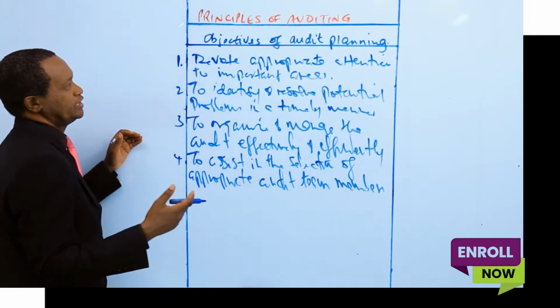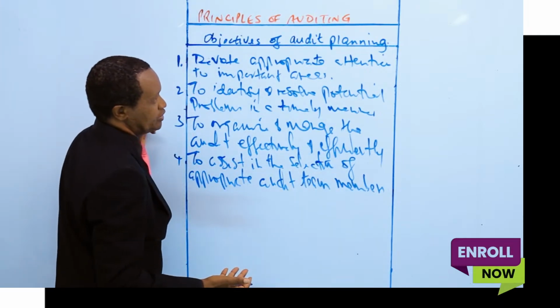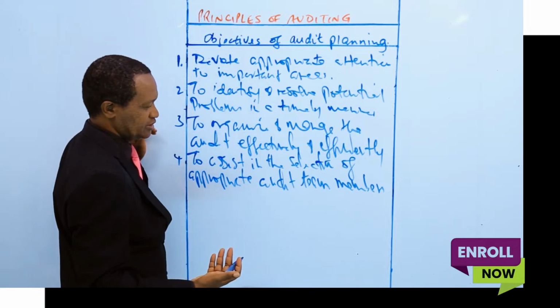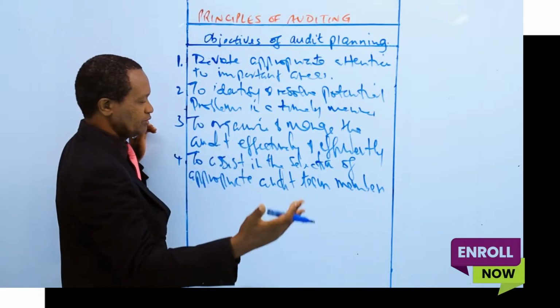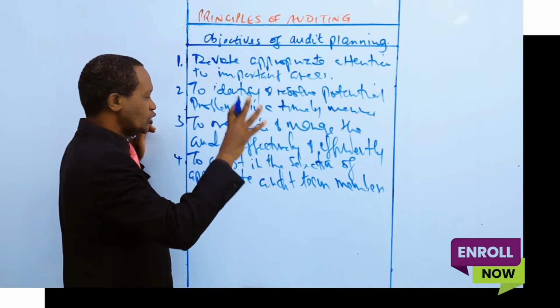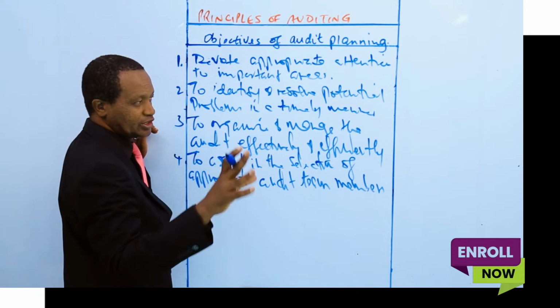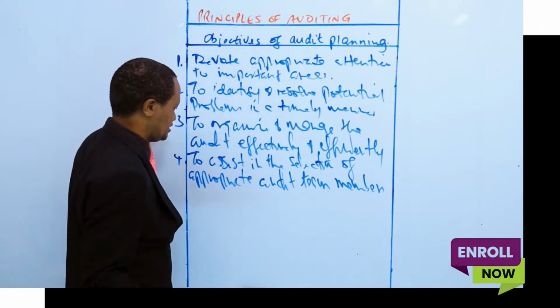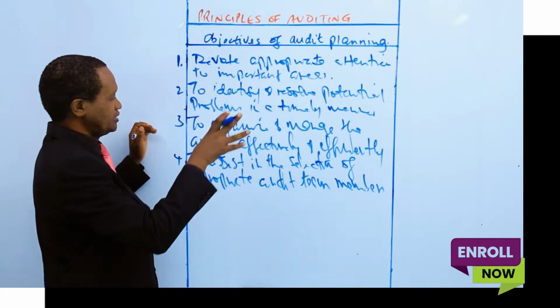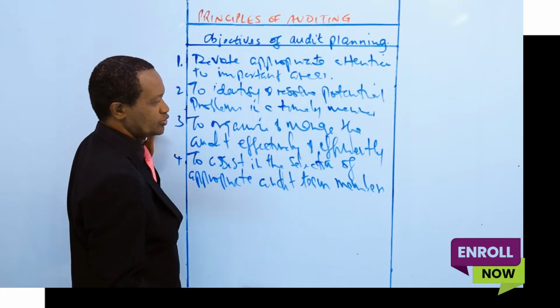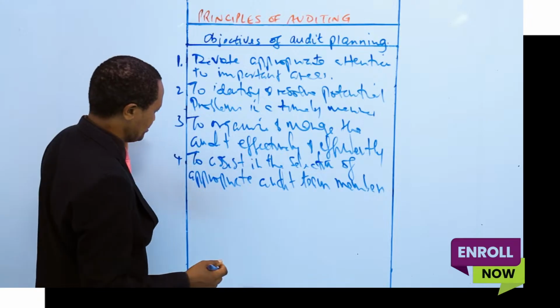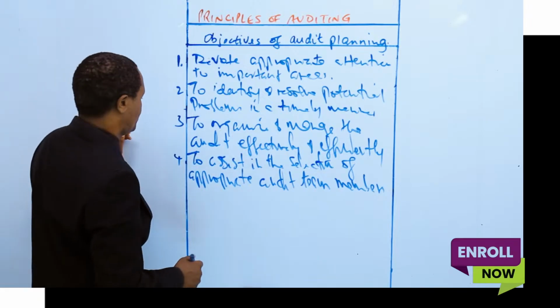Because before developing an audit plan, the auditor has to understand the business. Through understanding the business and before drawing the plan, the auditor knows what areas require specialized expertise. So it is through this plan that the auditor will then select appropriate audit team members to carry out the audit assignment. That is objective number 4.